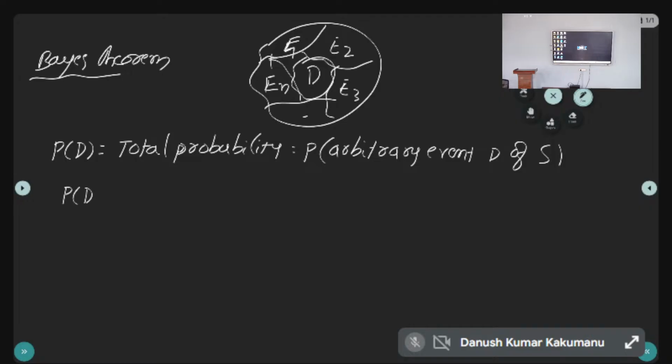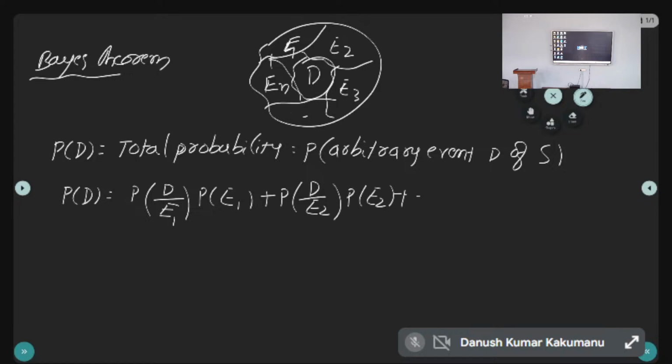What is it? P of D is nothing but P of D by E1 into P of E1. How many such events are there? I have given a question for three events, but here n events, because theoretical statements are generally given for n events. P of D by E1 into P of E1, plus P of D by E2 into P of E2, plus and so on, P of D by En into P of En. Sometimes they will ask this question only. You can stop up to this.